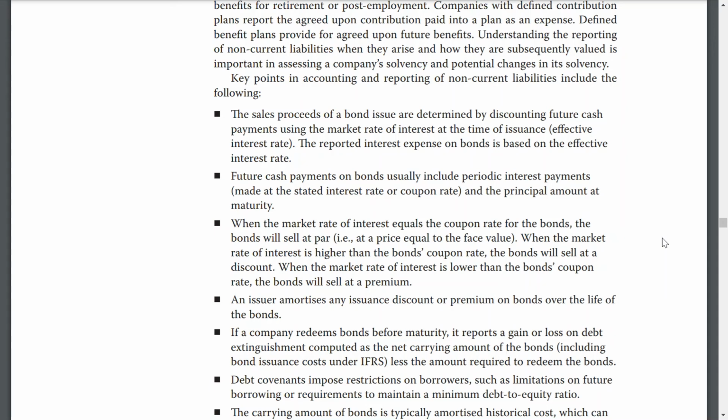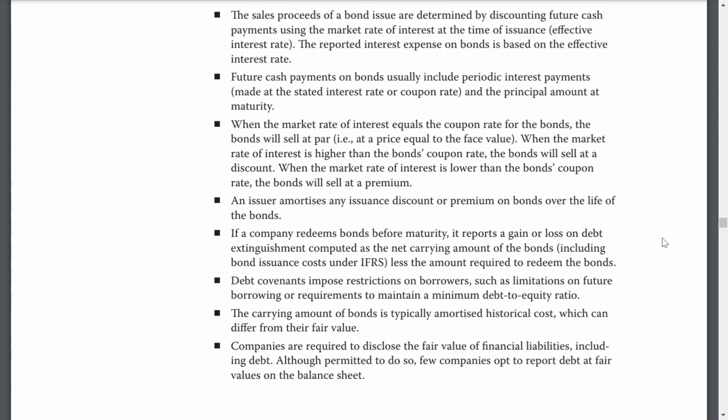The reported interest expense of bonds is based on the effective interest rate. Future cash payments on bonds usually include periodic interest payments and principal amounts at maturity. When the market rate of interest equals the coupon rate of the bonds, the bond will sell at par, i.e. the price is equal to the face value, which is what selling at par means. When the market rate of interest is higher than the bond's coupon rate, the bond will sell at a discount.